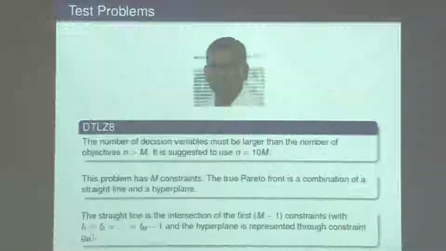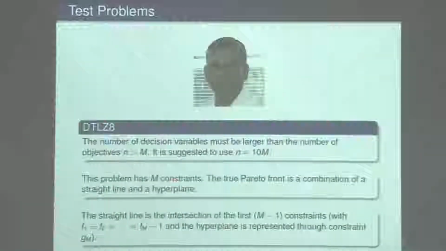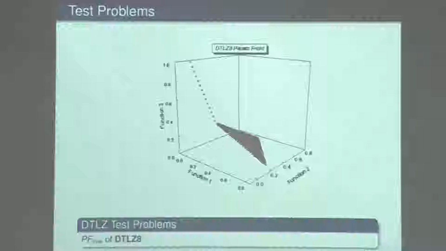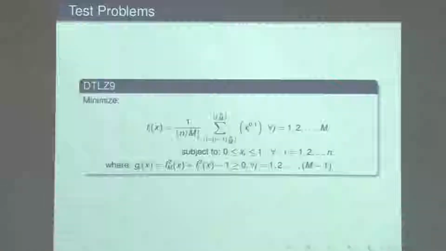DTLZ8. In this case, the number of decision variables must be larger than the number of objectives. And the problem also has constraints. And the Pareto Front is a combination of a straight line and a hyperplane. It's actually also a very difficult problem. The difference is that this one has constraints.